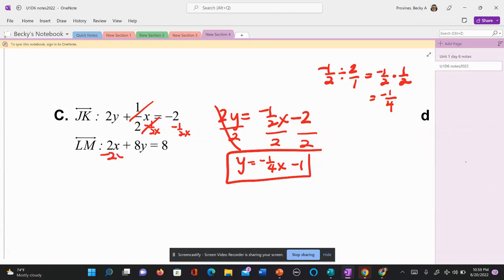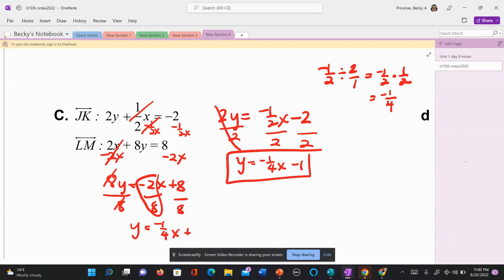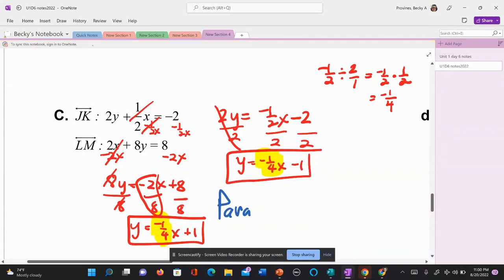Okay, so let's try to solve this one. Minus 2x, minus 2x. 8y equals a negative 2x plus 8. And we're going to divide everything by 8. So y is, now let's go ahead and simplify this, a negative 1/4 x plus 1. All right, what do we see? I see two slopes that are the same. So that means if they're the same, they have to be parallel.